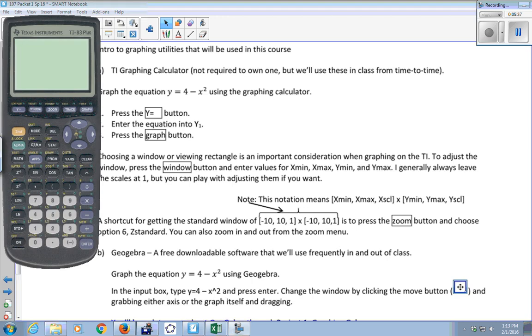So I've got a projected version of the calculator. The one I'm projecting here is a slightly older version, so some things that pop up on your screen might look a teeny bit different, but you'll be able to figure it out.